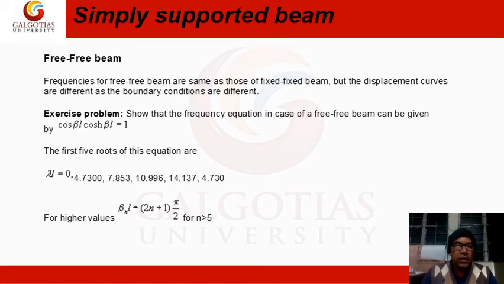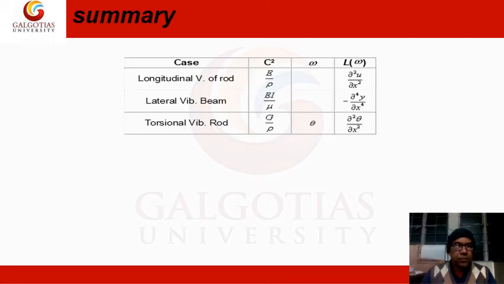So now we have some exercise problems. Now the frequency equation in the case of free beam can be given by cos beta L cosh beta L equal to 1. The first 5 roots of the equation are given as this one. And what we have already discussed, for the higher values, beta L will be (2n plus 1) pi by 2 for any mode greater than 5.